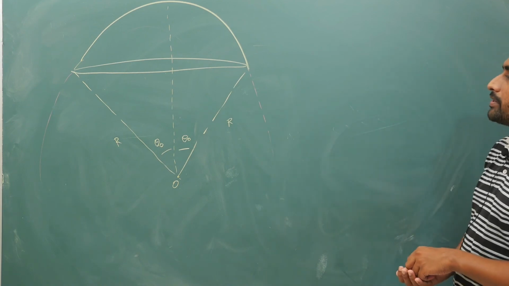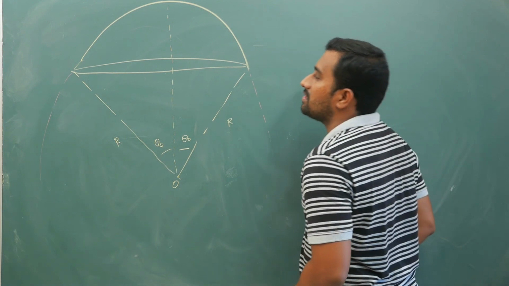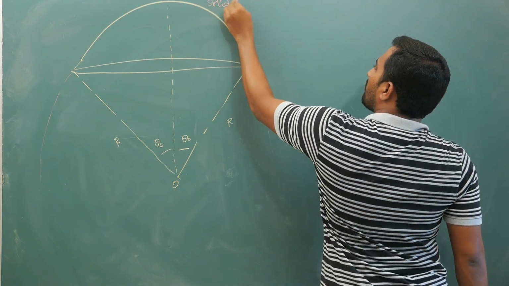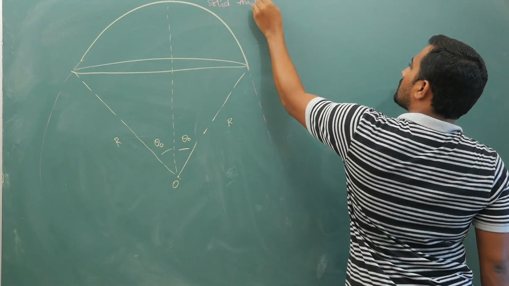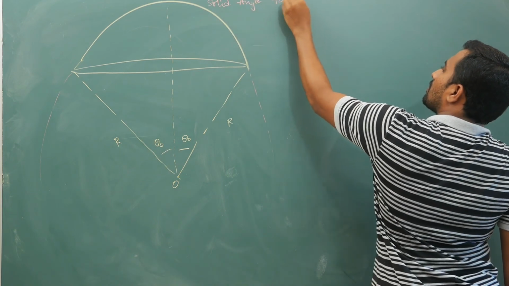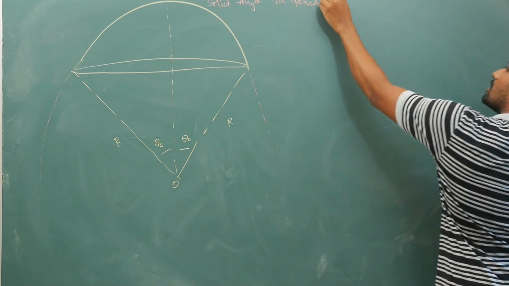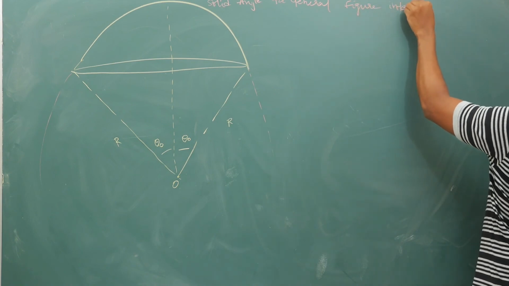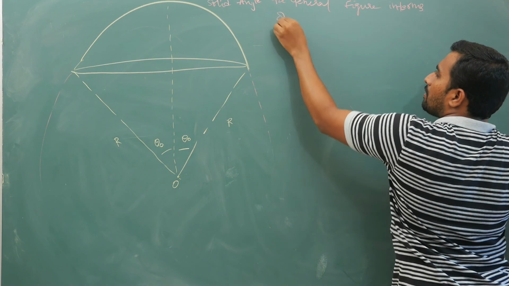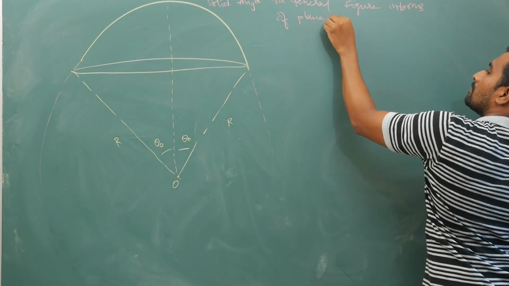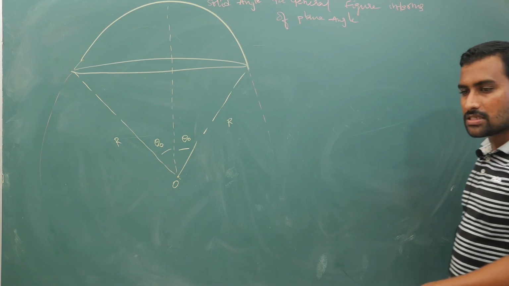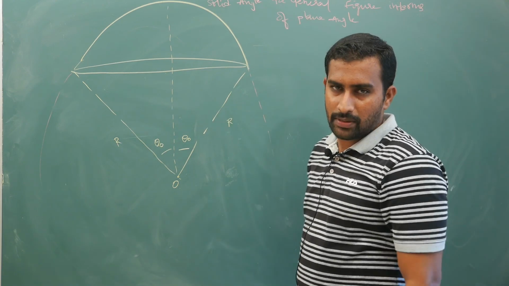Now if I try to calculate solid angle for this figure, I will keep the heading as solid angle for general figure in terms of plane angle. Here theta naught is the plane angle. I am getting solid angle in terms of plane angle.